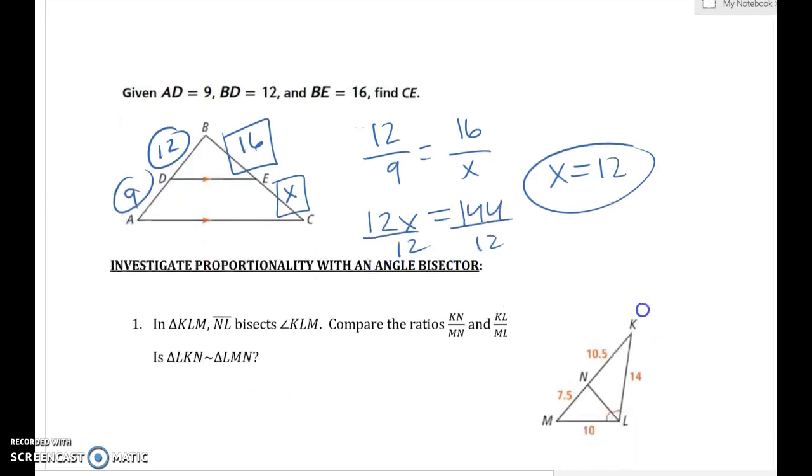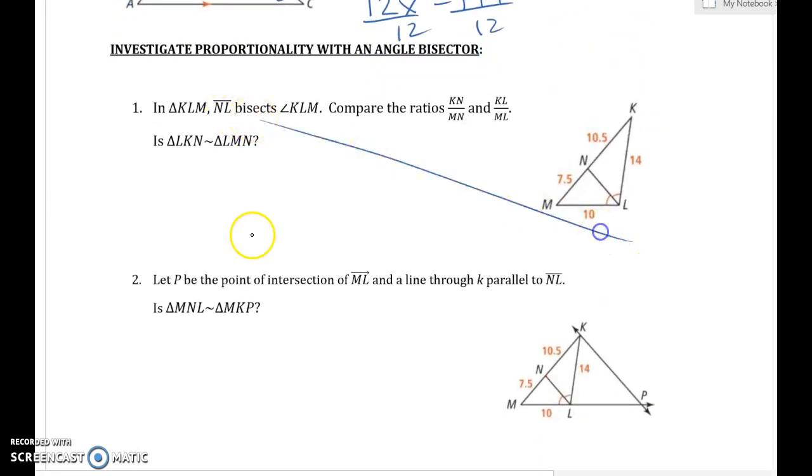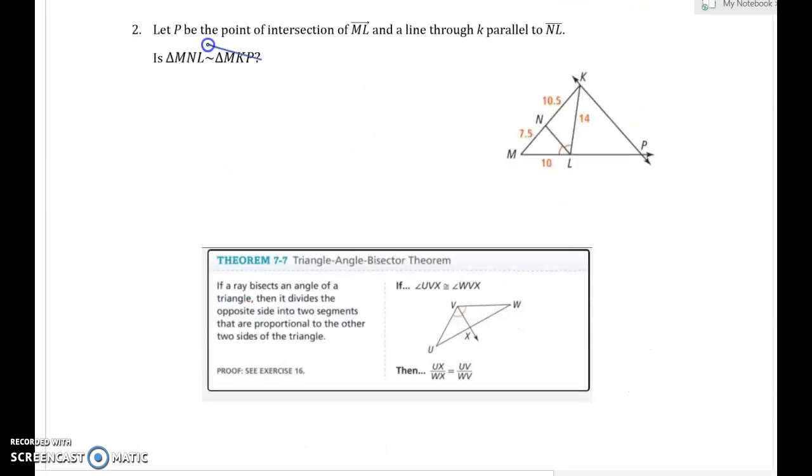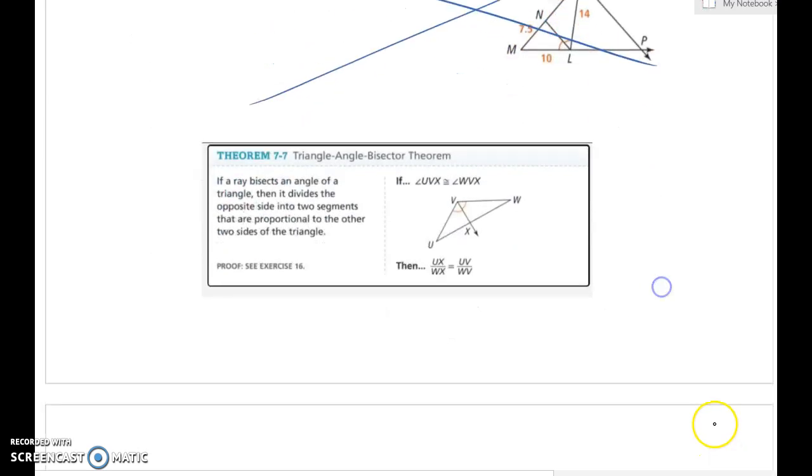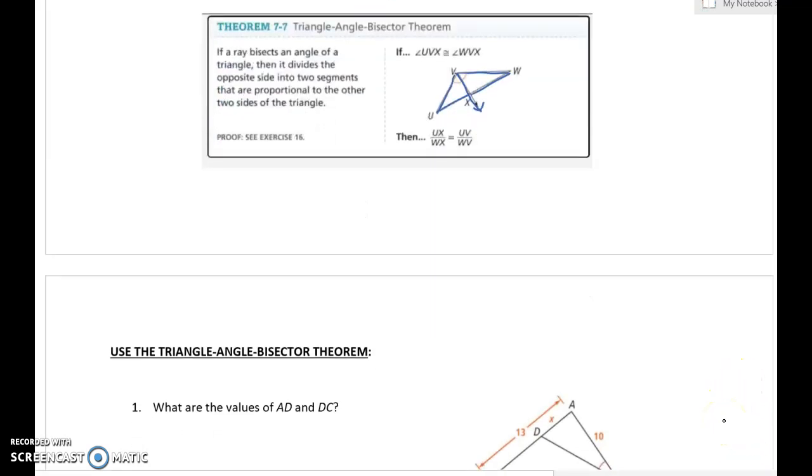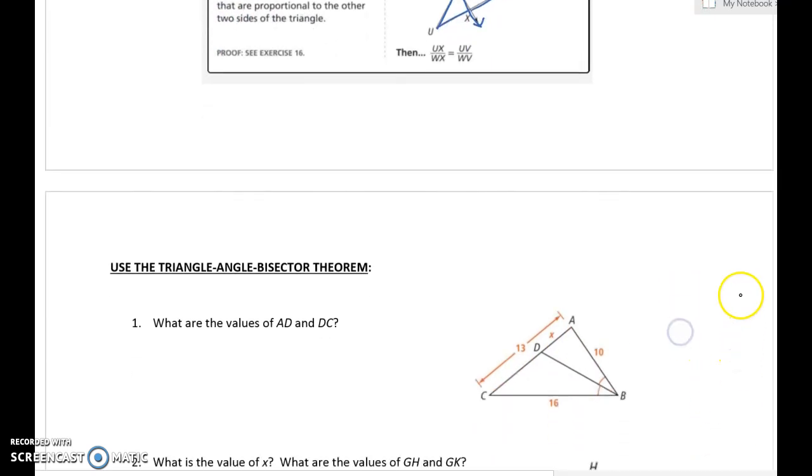Okay, so these next couple examples we are going to skip. This theorem basically shows us that if a ray here bisects the angles, what we end up with here is this side is proportional to this side, and this one's proportional to this side. So I'll show you some examples for that. So using that theorem.